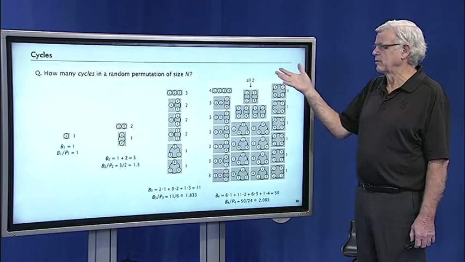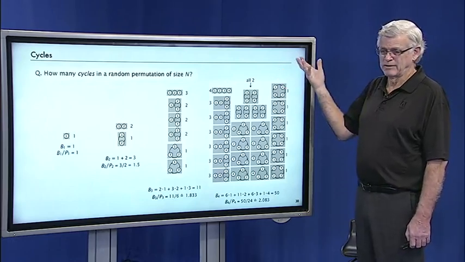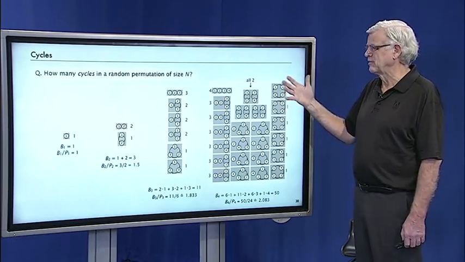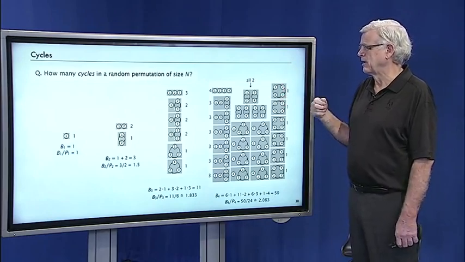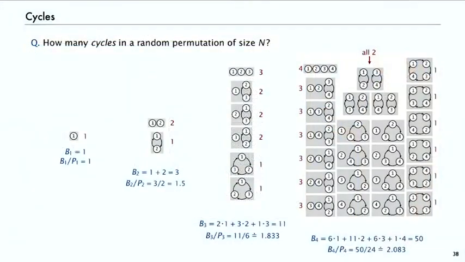Now, a similar question in terms of parameters on permutations. Suppose we want to know the number of cycles in a random permutation of size n.